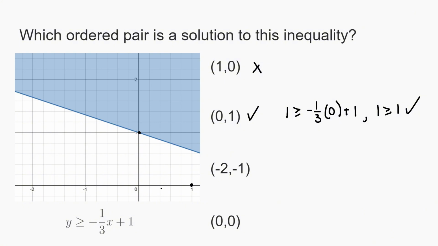We have -2, comma -1. -2, comma -1 is down here, not a part of our graph, but as you can see, it would be in this white area, so it's not a solution to this inequality. And lastly, we have 0, 0 right here, also in the white area, also not a solution. So our only ordered pair that's a solution is going to be 0, comma 1 right here.